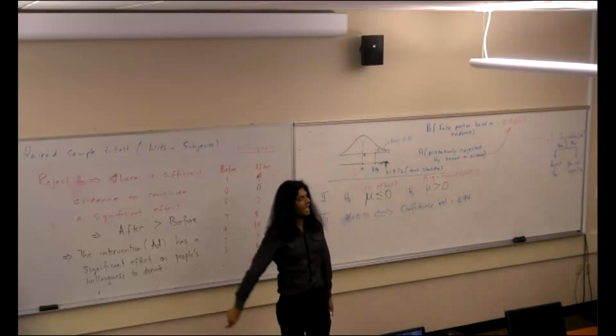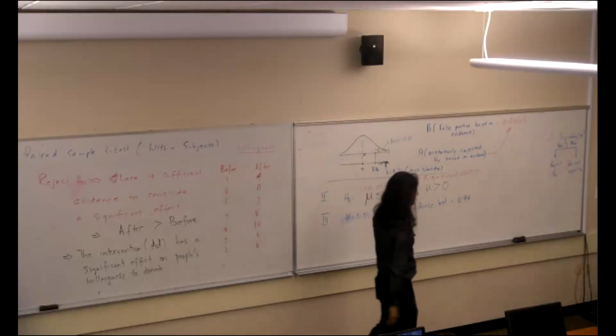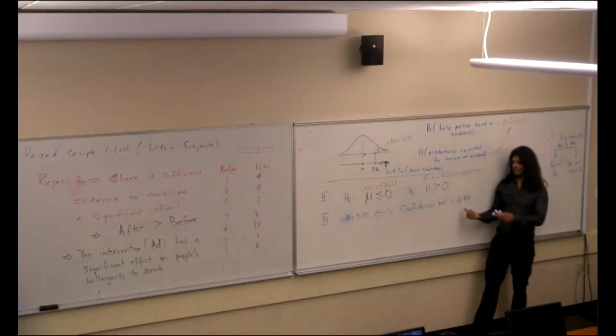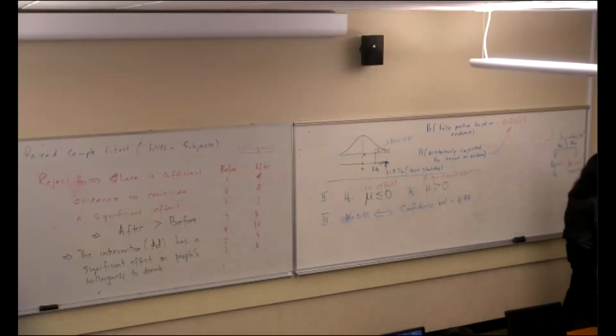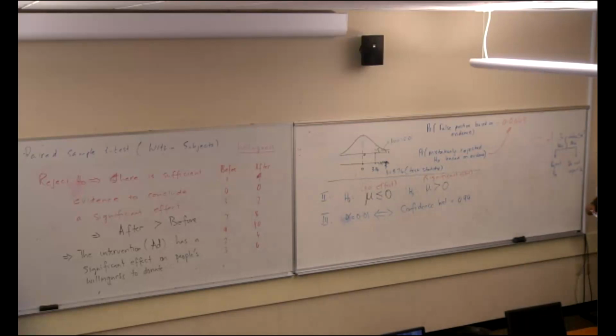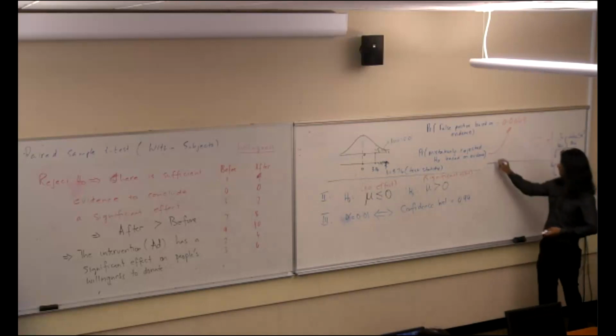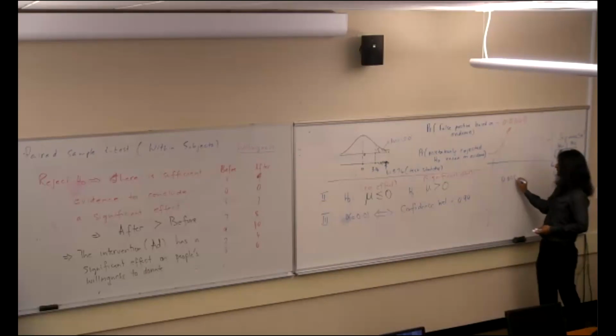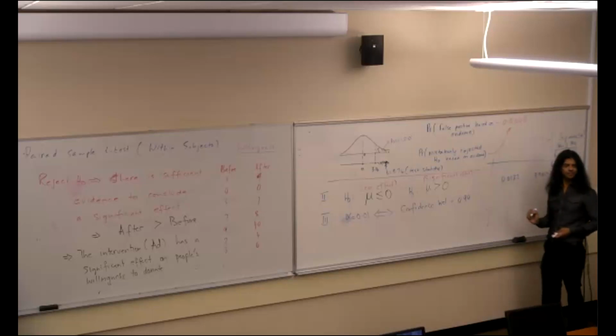0.01 would mean we have 0.99, put in 0.99, don't put 0.01. That is level of significance. This is the confidence level. Hit enter and tell me what you get. 0.0183. 3.9817. Okay.